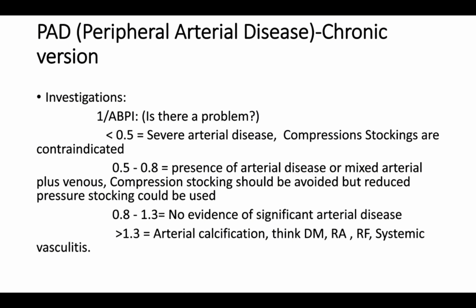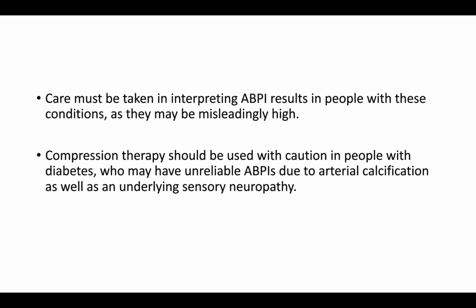If it's 0.8 to 1.3, no evidence of significant arterial disease. If it's more than 1.3, that means there's arterial calcification. And what are the diseases that may give you arterial calcification? Think diabetes, rheumatoid arthritis, renal failure, and systemic vasculitis. That's why care must be taken in interpretation of ABPI, as results in people with these conditions may be misleading.